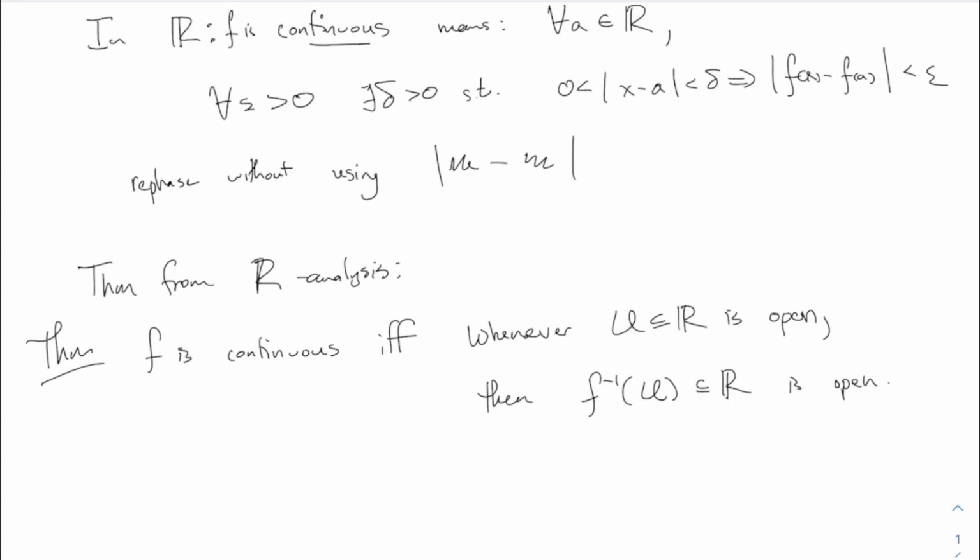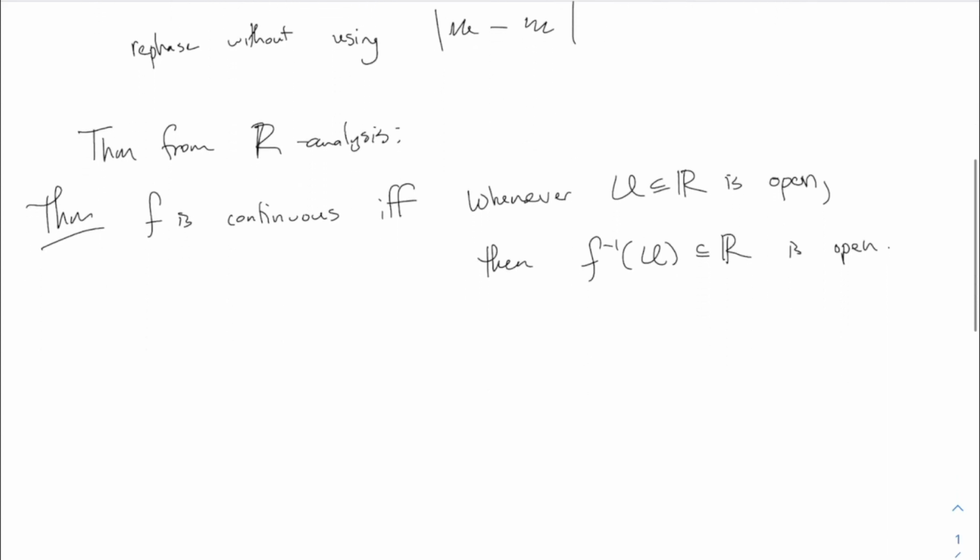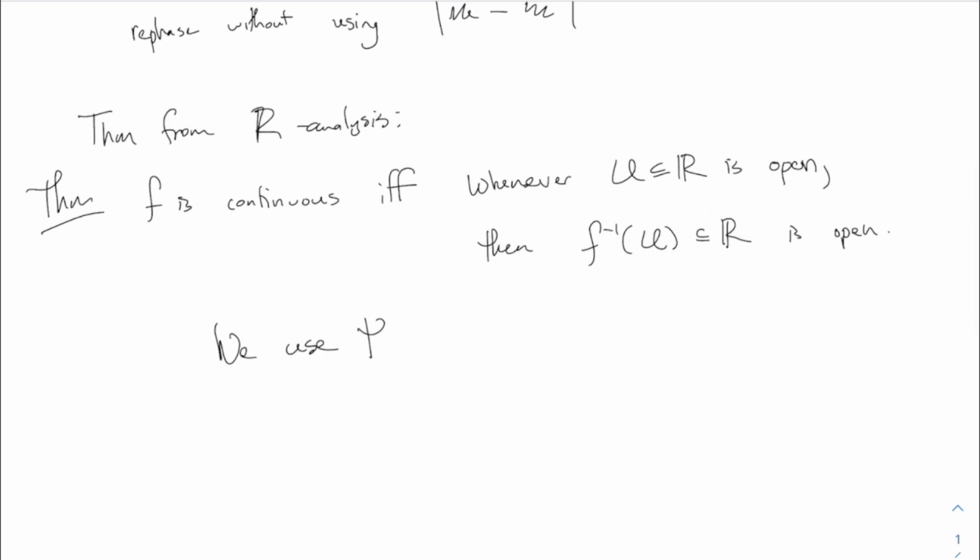If you want to talk about continuity in real analysis, you're much better off using the epsilons and the deltas. This, though, is the appropriate way to rephrase this without using absolute values and subtractions, only using open sets, which is perfect for what we want to talk about in topology. So actually, this is what we use as the definition of what it means to be continuous in any topological space.